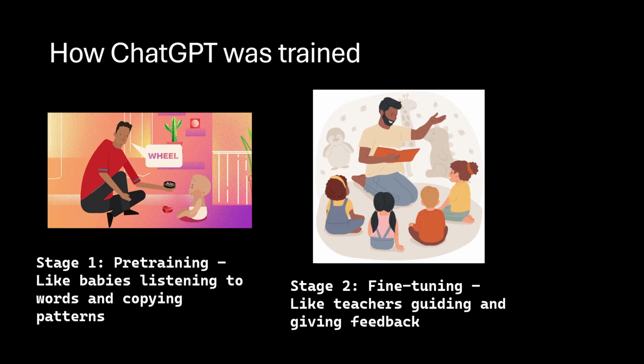Then, to describe the next step, think about how a child that already knows how to talk is corrected by their parents sometimes, saying, no, we say this word like this, or how teachers guide them to give better answers and explain things more clearly. In model training, this is called fine-tuning, and human trainers give feedback, thumbs up or thumbs down, showing the AI which answers are good and helpful and which ones are not.